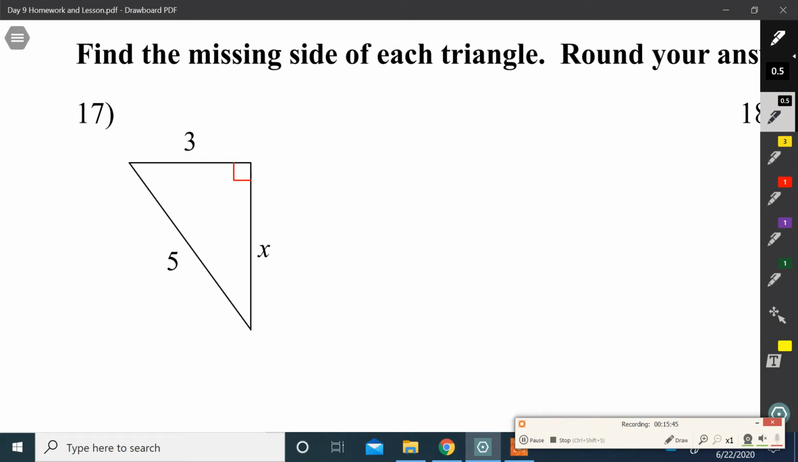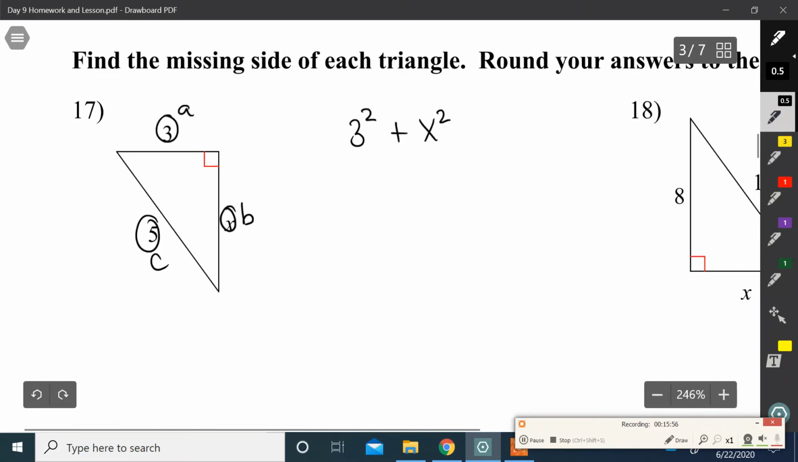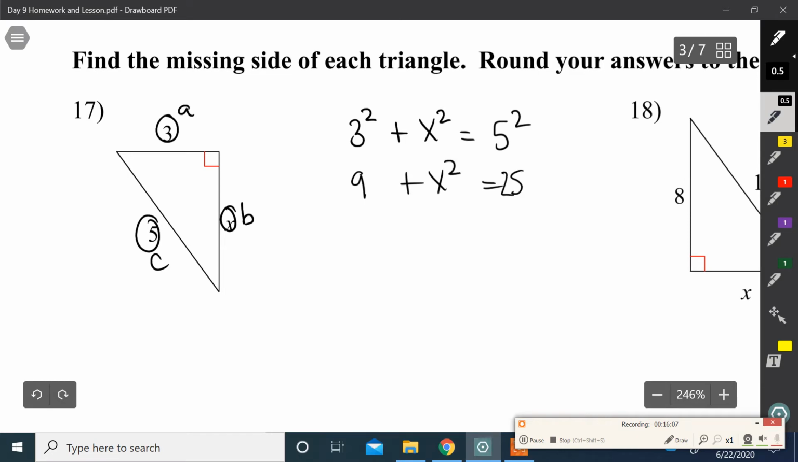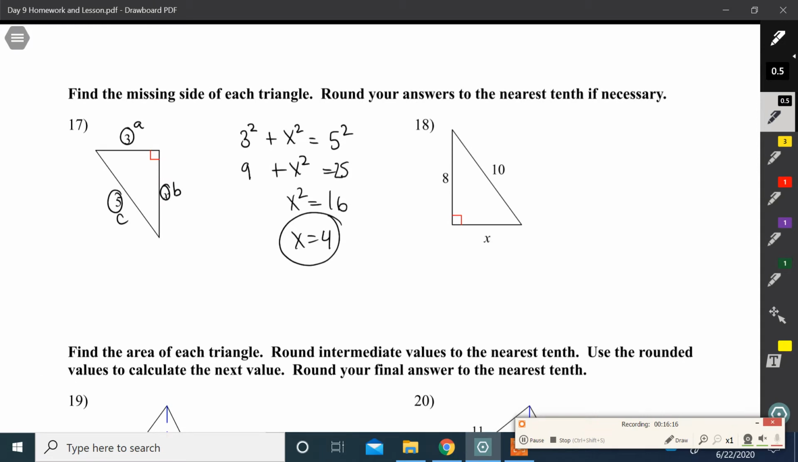So we know that, you know, if this is A, and this is B, and this is C, then we have 3 squared plus x squared is equal to 5 squared. Okay, I'm pretty sure this one is going to be 4. And yes, it is 4. Okay, so we use the Pythagorean theorem on this one as well.